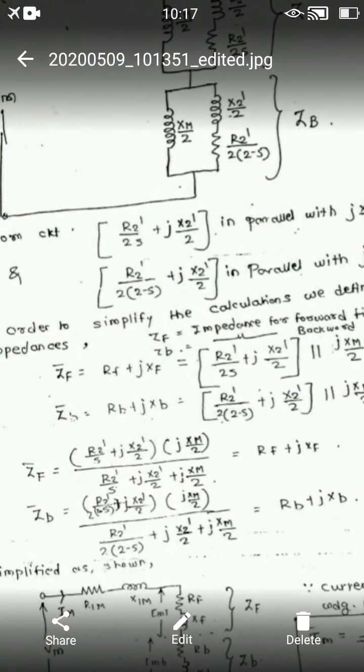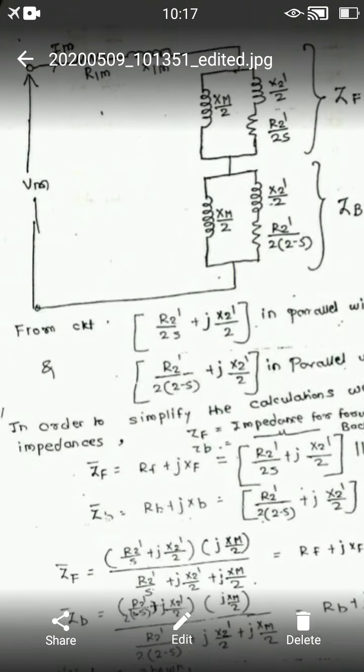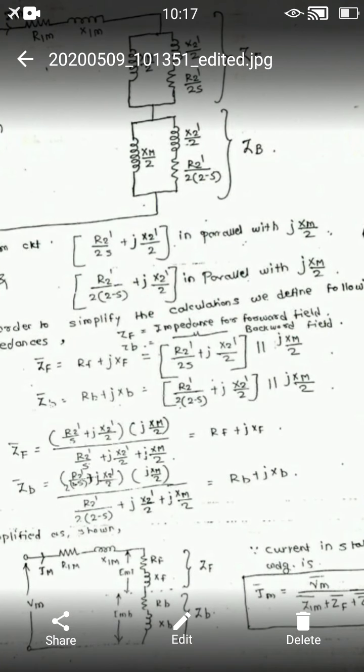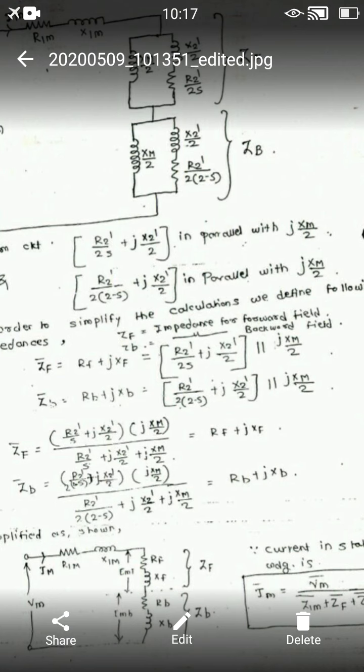In order to simplify the calculation, as shown in the figure, R2 dash by 2S plus J into X2 dash by 2 is in parallel with J XM by 2. Similarly, R2 dash divided by 2 into 2 minus S plus J X2 dash by 2 is in parallel with J into XM by 2. So to simplify the calculations, we define the following impedances: ZF is the impedance for the forward field and ZB is the impedance for the backward field.